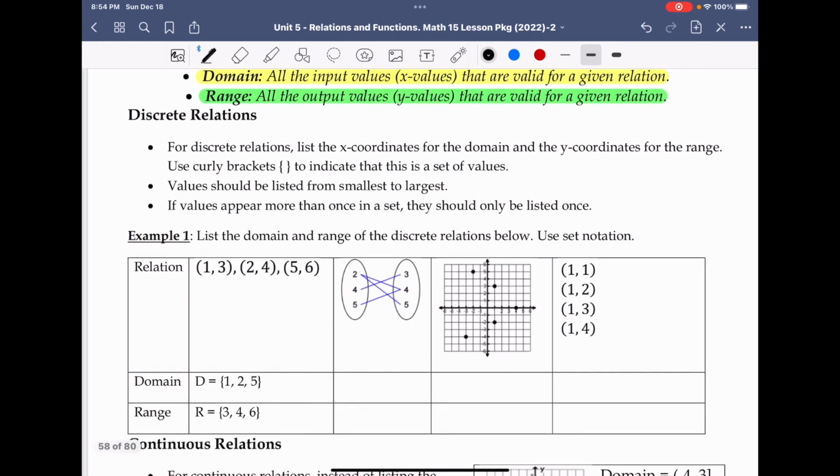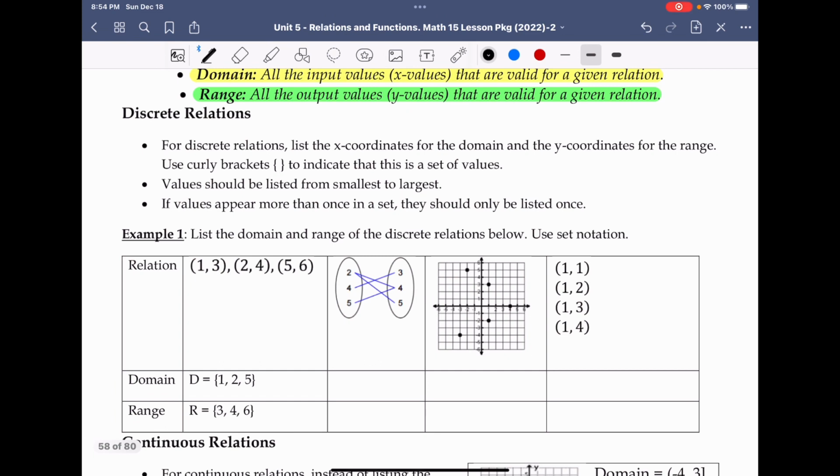All right, so let's look at the first type of relation we can possibly have, which is discrete relations or discrete relationships. Discrete relationships list an x for each given y, and they use curly brackets in order to list these terms for each value. Now, values should be listed from smallest to largest always, and if a value appears more than once in a set, it should only be listed once. That's something really important to note.